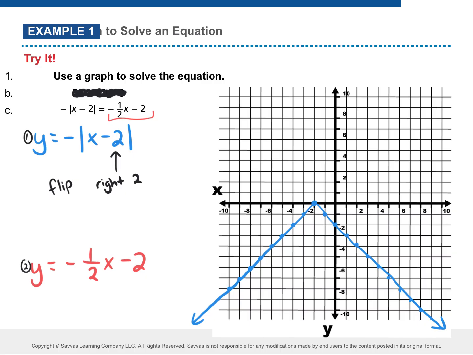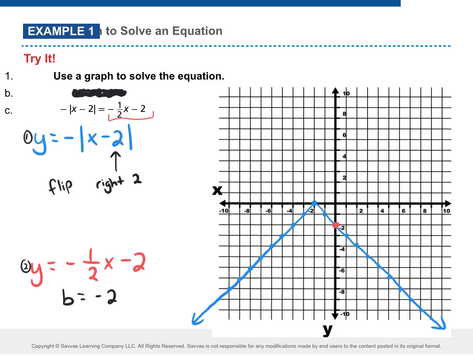Now we're going to graph line 2. What is this graph supposed to look like? What's my red graph supposed to look like? It's going to be a normal line, right? Where do I get my starting point from? Yep, so starting point is negative 2. Remember, that's on the y-axis. So I'm going to go to negative 2.